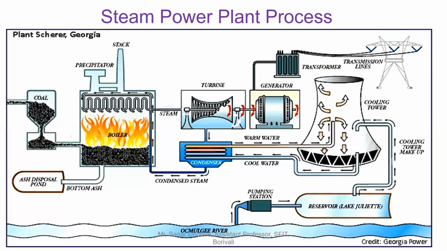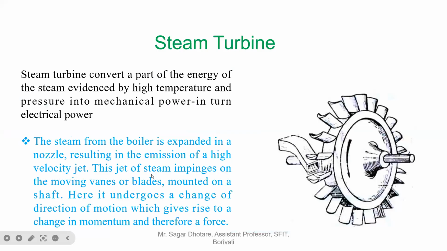Now next, steam turbine. You can look at here a wheel of a steam turbine. The steam turbine, as I said, converts the energy of the steam, that is high temperature and pressure steam, into mechanical energy, which further goes to the conversion of mechanical power into electrical power.